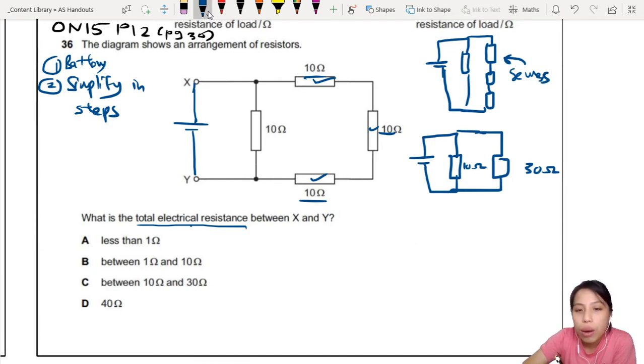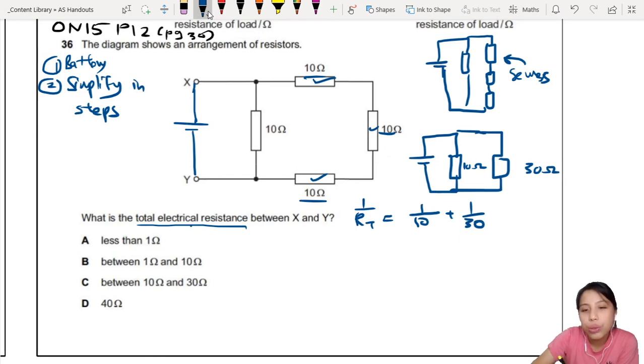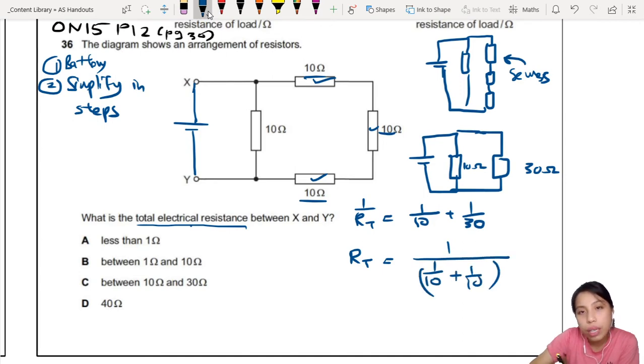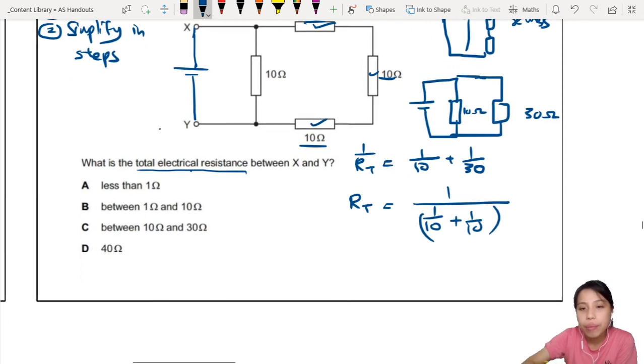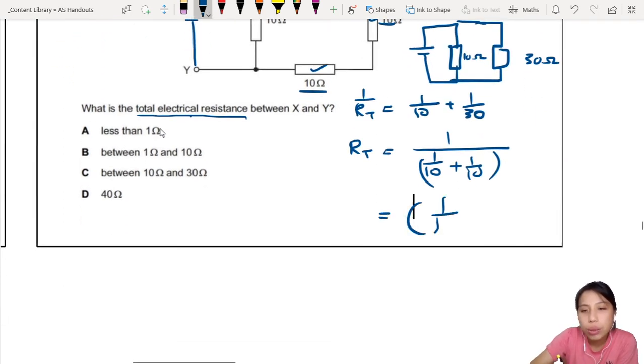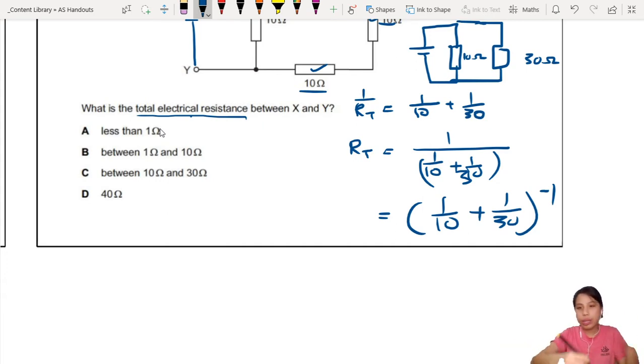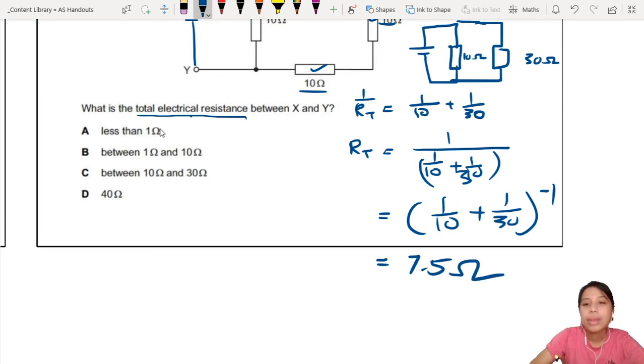Now, to find total resistance, you need 1 over 10 plus 1 over 30. If you want to flip this around, your calculator can do it. Usually, I ask my calculator to do this work for me. You can write it like this, but depending on your calculator model, it might be very tricky to type in. Or you can do it like this: 1 over 10 plus 1 over 30, to the power of negative 1. Same thing. Anyhow you want to do it, you can. If you calculate everything correctly, you should get 7.5 ohm, which is this answer. So B.